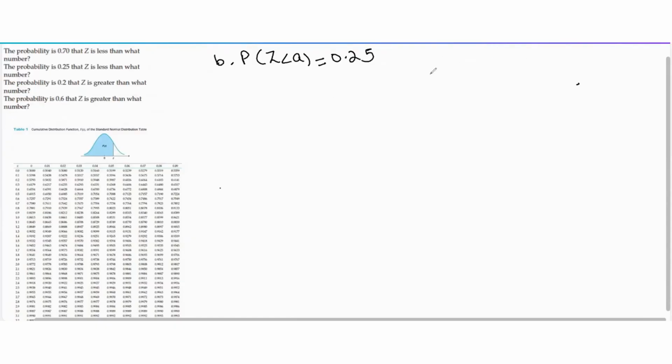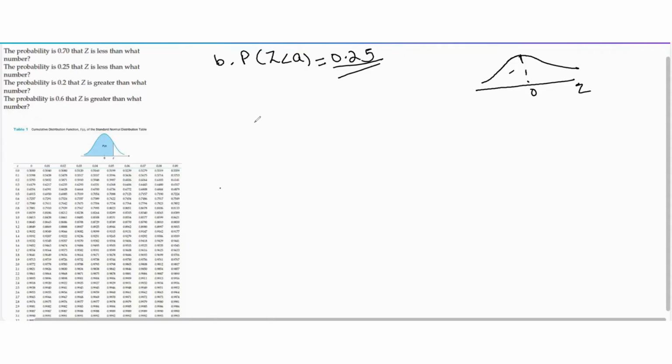Right, so again, the first thing you should do is make the PDF and try to figure out whether a is going to be a positive value or a negative value. We know this is 0. Now we know the probability that Z is less than the number is 0.25, a number less than 0.5. We know the probability Z is less than 0 is 0.5. We know this because the total area under the PDF is 1 and Z is centered and symmetric about its mean, so the area on either side of 0 is 0.5.